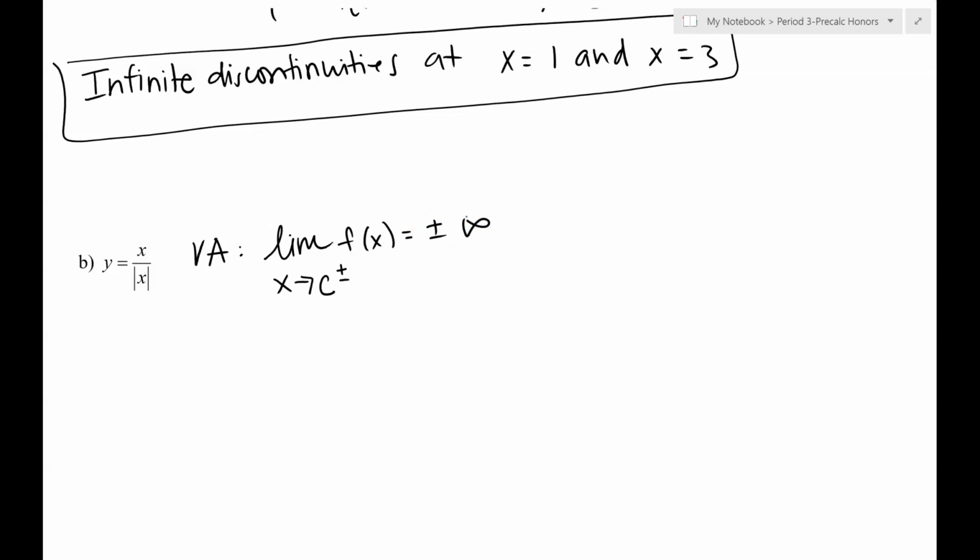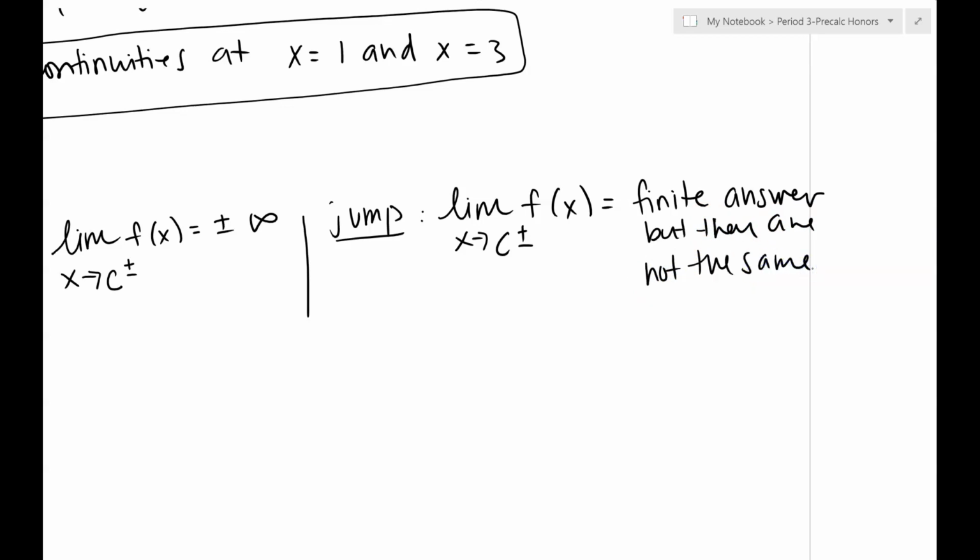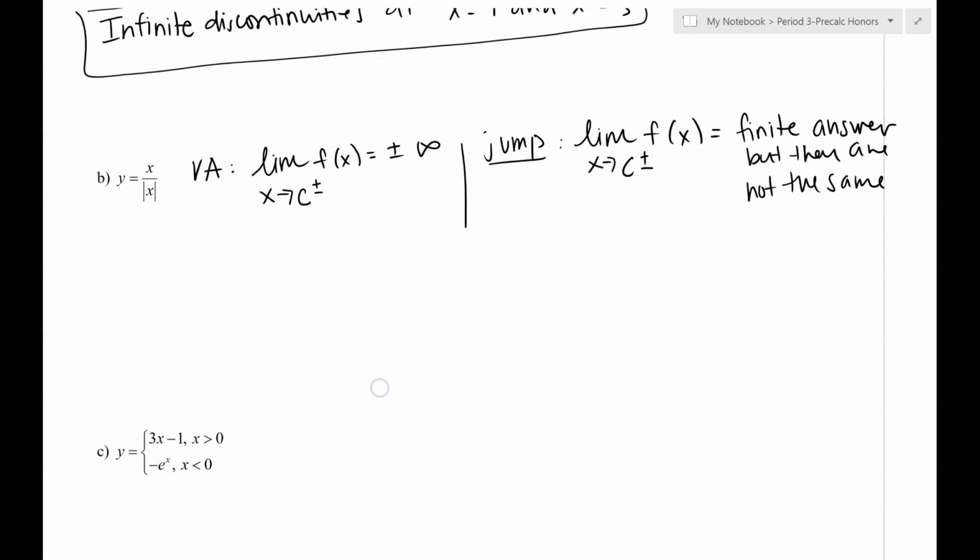Now, we wrote down all of the definitions of discontinuity. You also had a jump definition. The definition of a jump is as the limit approaches c from the left or right of your function, it has an answer. So that means it has a finite answer, but they are not the same from the left and the right. So when you think you have a VA, double check to make sure it's not a jump.